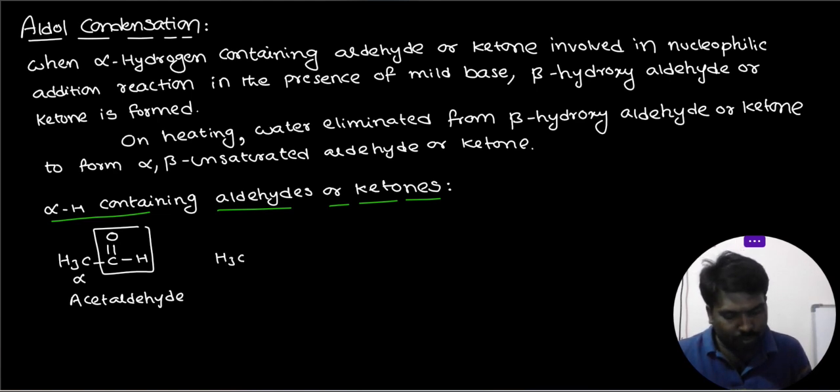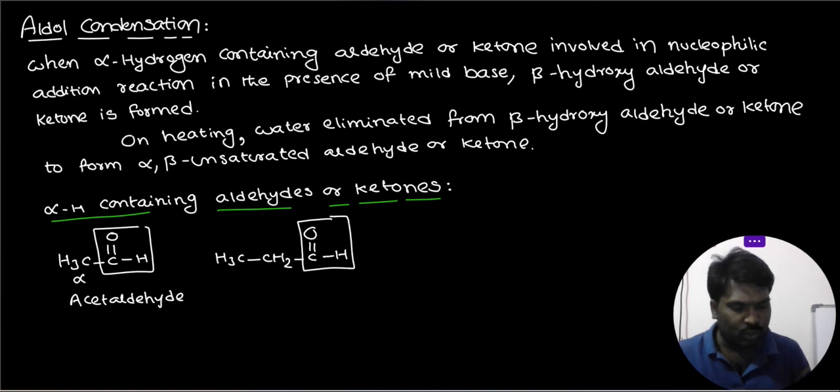Now, propanaldehyde. It is involved in aldol condensation. This is the functional group, the adjacent carbon is alpha, then beta. So two alpha hydrogens are there. It is also involved in aldol condensation, propanaldehyde.